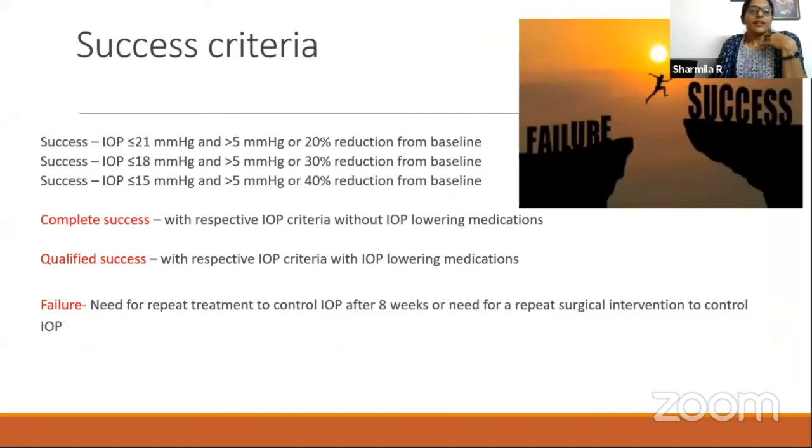For the success criteria, because we wanted to see the success at different criteria, we looked at 3 categories: success at 21 millimeters of mercury with a 20% reduction, success at 18 with a 30% reduction, and success at less than 15 with a 40% reduction. Complete success is control of intraocular pressure without any anti-glaucoma medication. A qualified success is with anti-glaucoma medication. And a failure was defined as a need for a repeat treatment to control intraocular pressure after 8 weeks, or a need for a repeat surgical intervention.